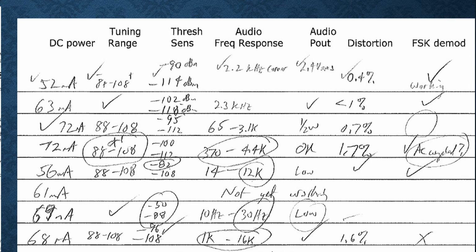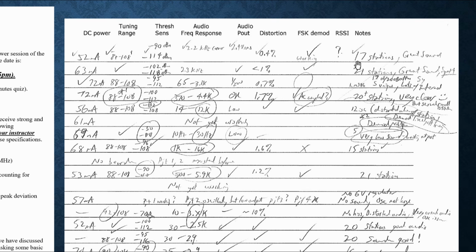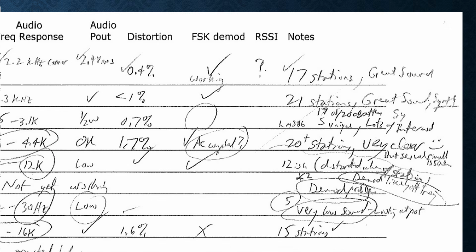And the audio frequency response, it says 2.2 kilohertz, that has something to do with what's called de-emphasis in FM broadcast receivers, and that's exactly what it was supposed to be. Let's go over to the right-hand side. So we were able to receive 17 stations with great sound on this radio.